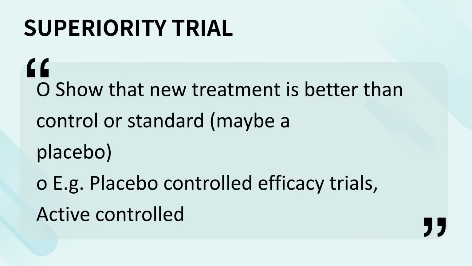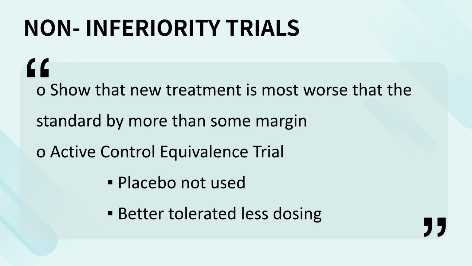A superiority trial aims to show that a new treatment is better than a control, which could be a placebo or a standard treatment. Examples include placebo-controlled and active-controlled efficacy trials. Non-inferiority trials demonstrate that a new treatment is not worse than the standard treatment by more than a defined margin. These trials often use active control and are suitable when a new drug offers advantages like better tolerability or less dosing.